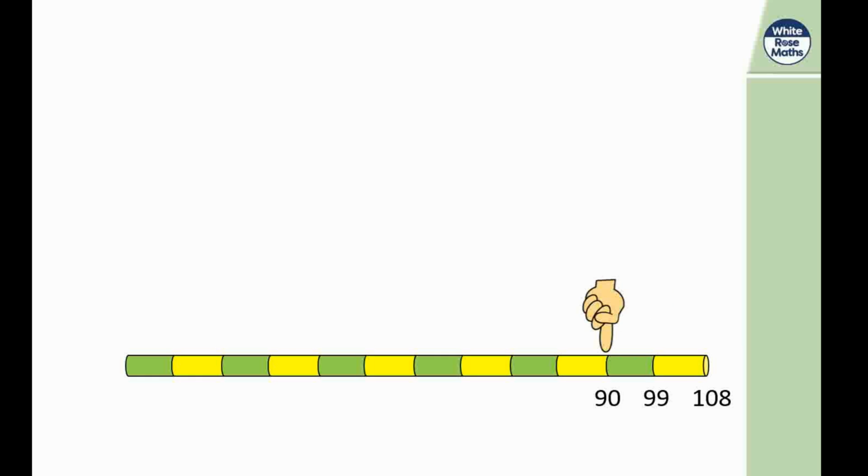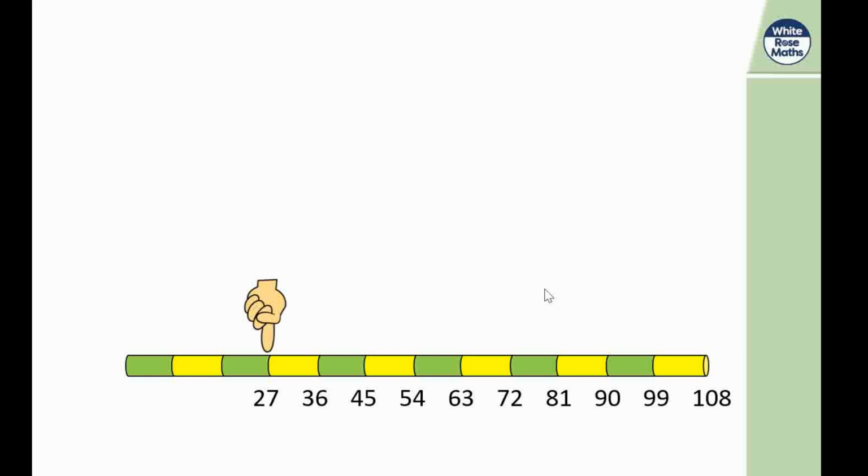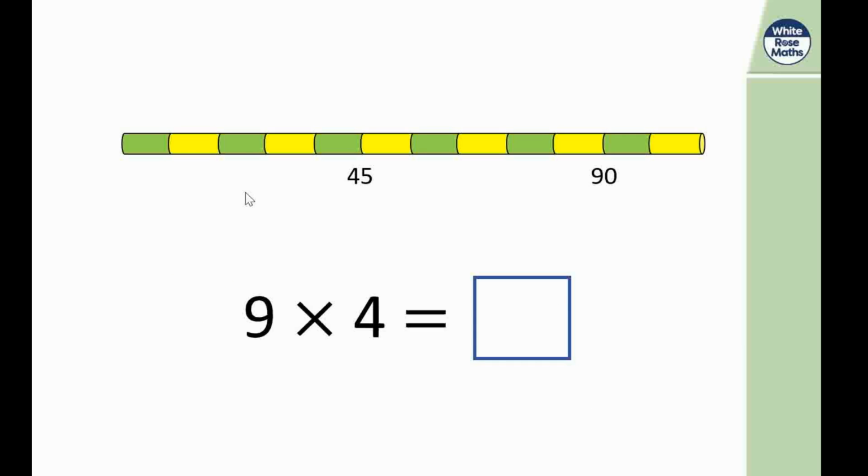Okay, 90. 81, 72, 63, 54, good, 45, 36, good, 27, 18, and then of course, 0. They didn't bother to show you that, but yes, it's 0.